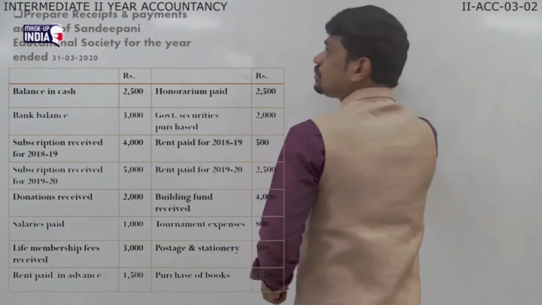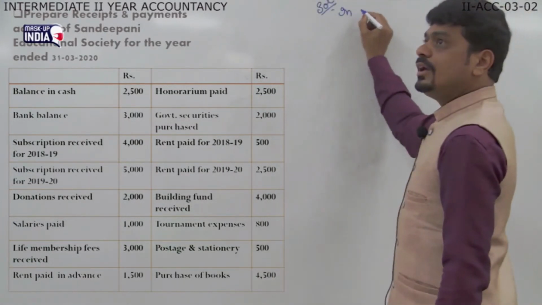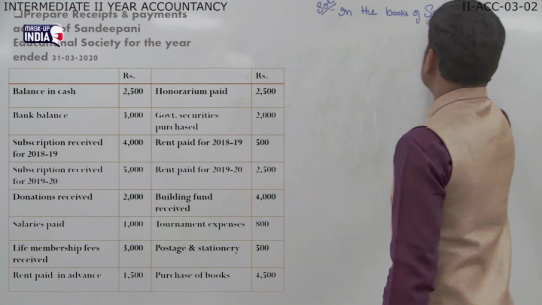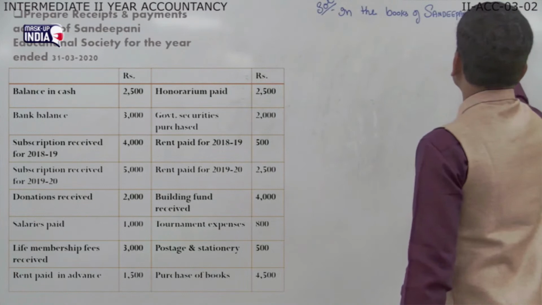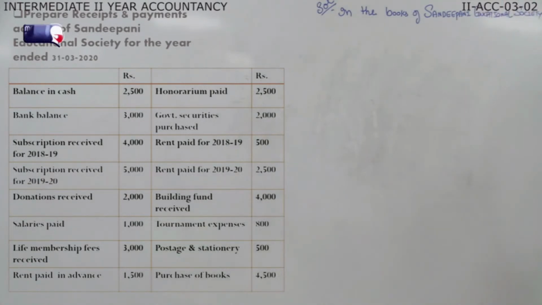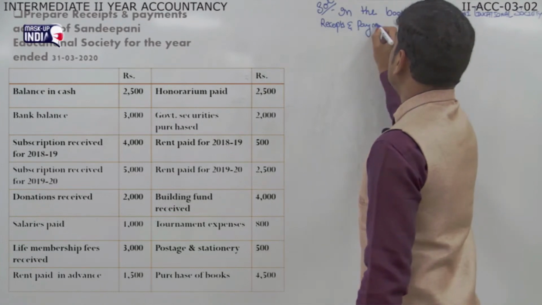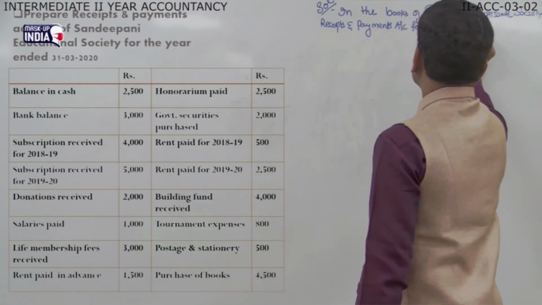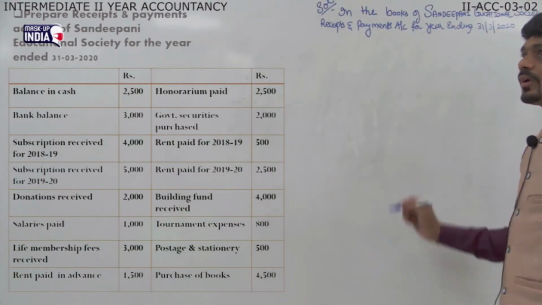Again, the solution heading will be in the books of, what is the name of the organization they gave? Sandipani Educational Society. So in the books of Sandipani Educational Society. First line. Then second we'll write what we are preparing. We are preparing receipts and payments account for year ending. They gave us the year ending as 31st March 2020. Okay, this is the heading.